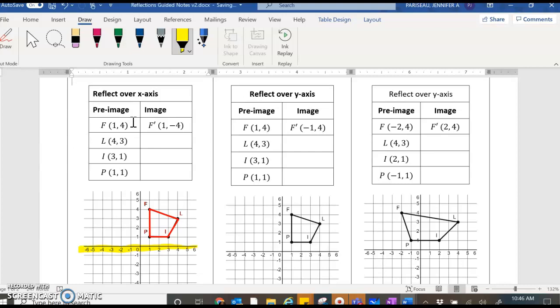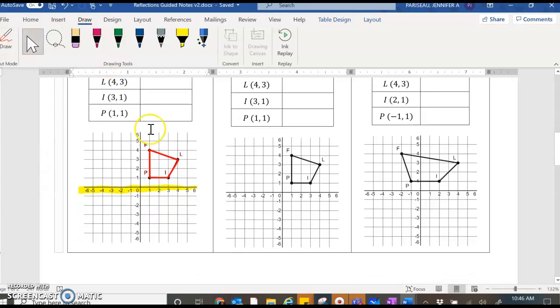Okay, so that's the line of reflection. I'm going over the x-axis. I need to flip over that, all right? So if I'm going to do that, that's a vertical flip. So I'm going to go ahead.